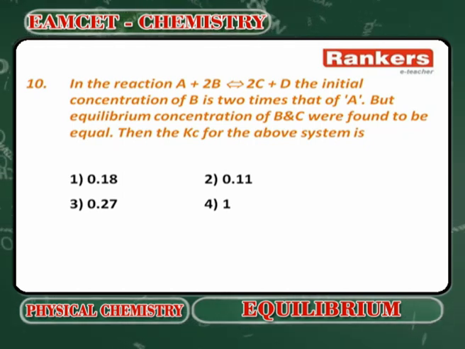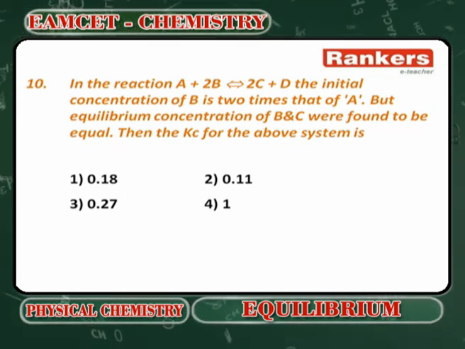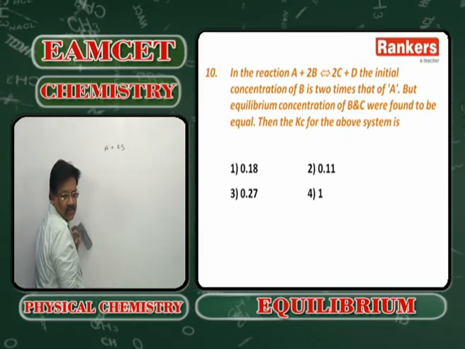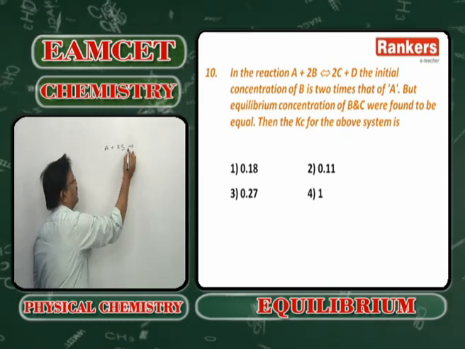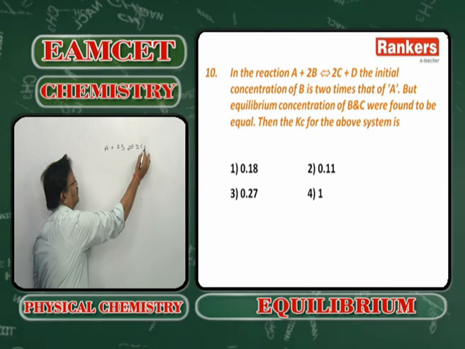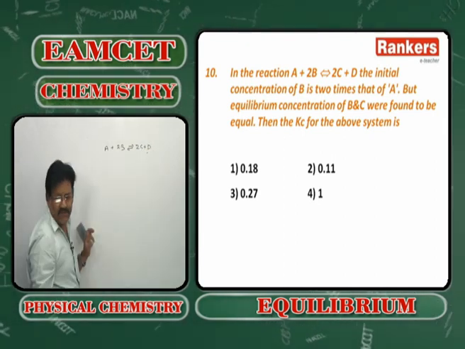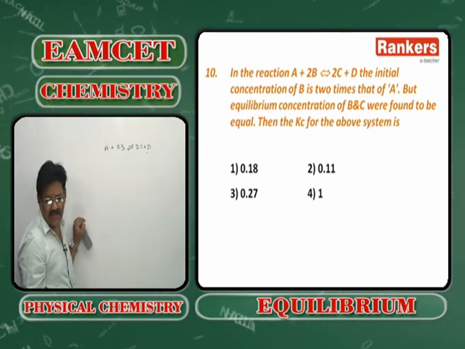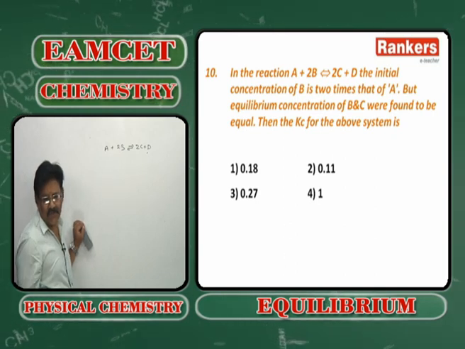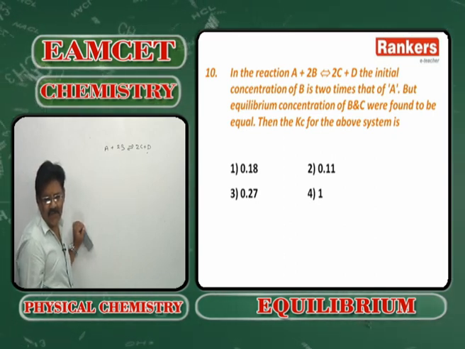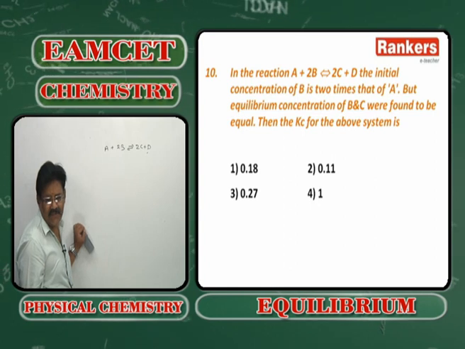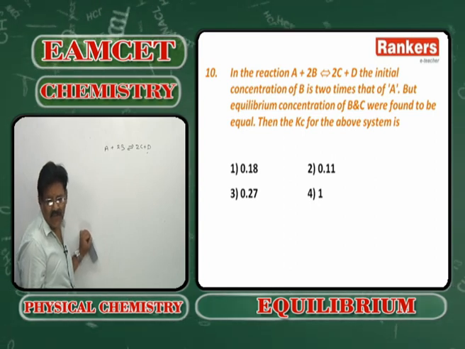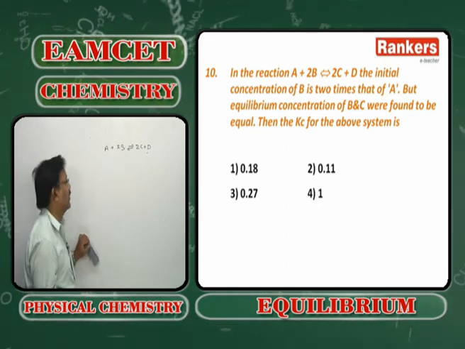In the reaction A plus 2B gives 2C plus D, what is the information given? The initial concentration of B is 2 times that of A, but equilibrium concentrations of B and C are found to be equal. Then what is the Kc value?